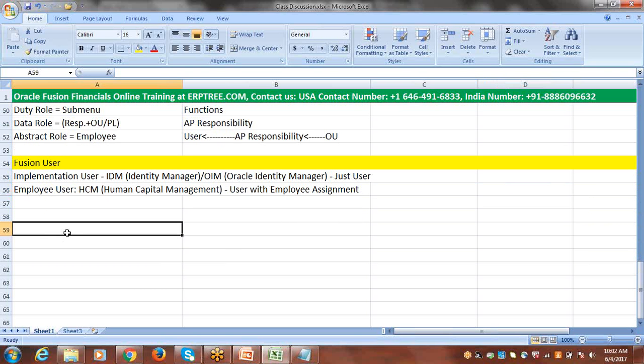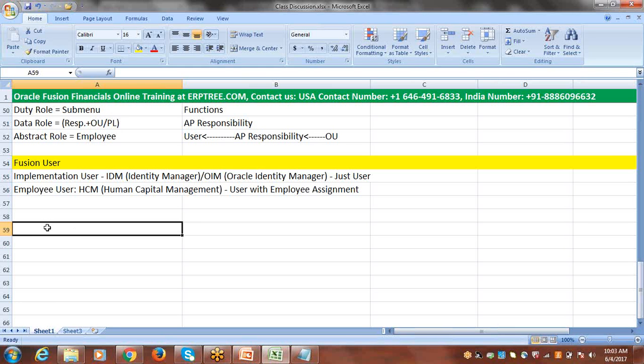In EBS, if you want to start with the implementation, which responsibility do we require? The System Administrator responsibility. Within it we have the relevant menu, which gives access to create responsibilities and set profile options. In the same way, in Fusion we don't have any concept called responsibility. Here we have roles.